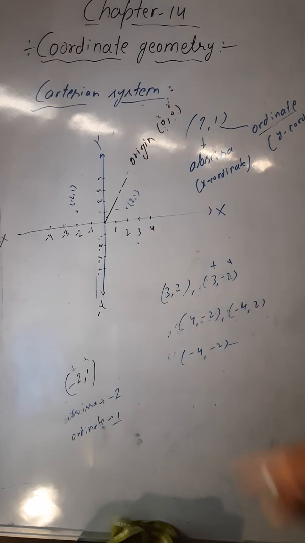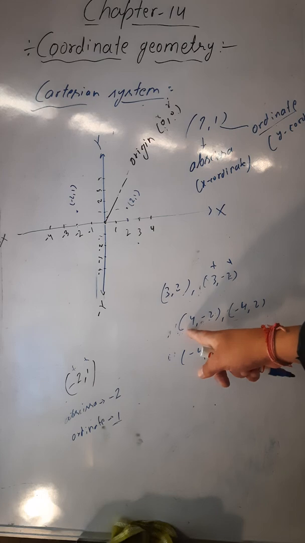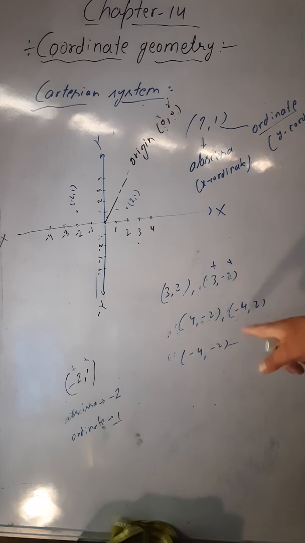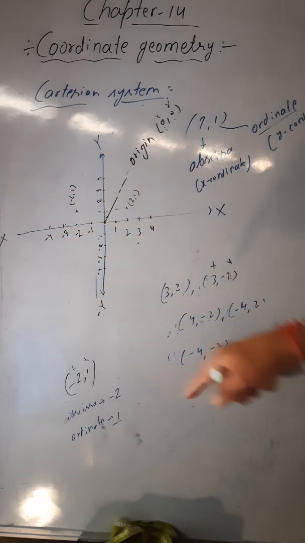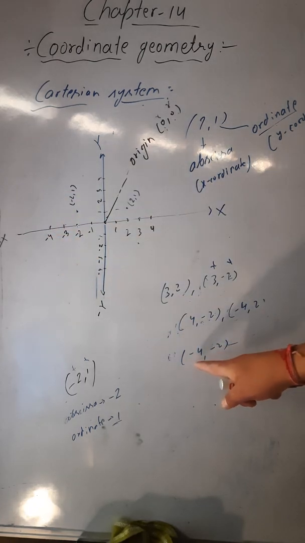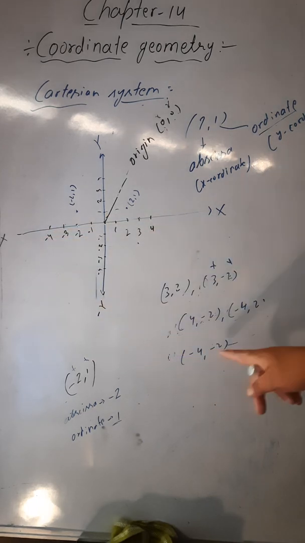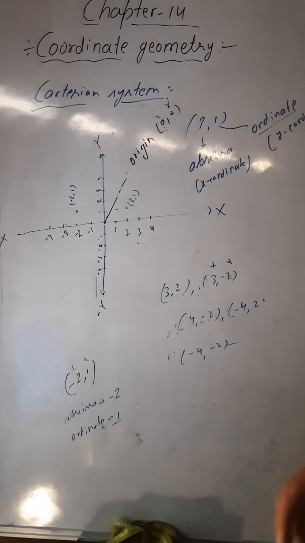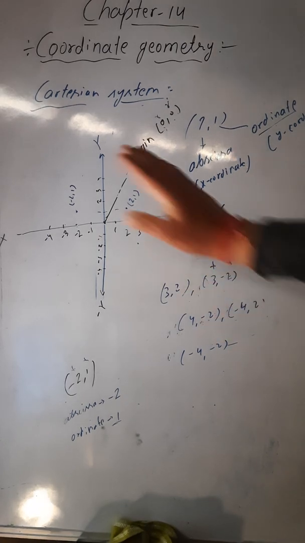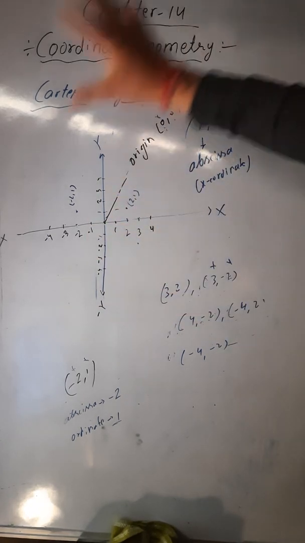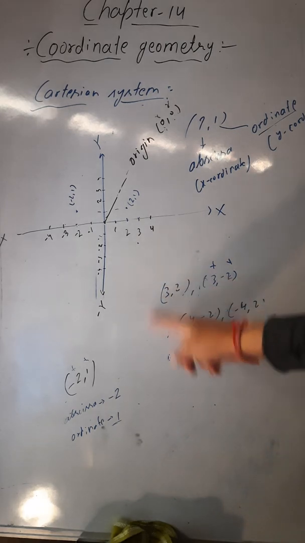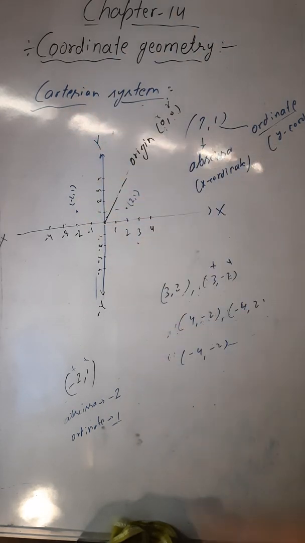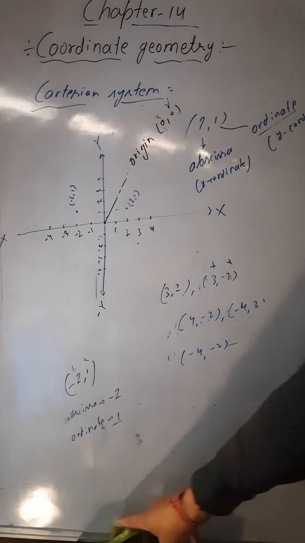Similarly 4, -2. Same here. Along the x-axis +4, along the y-axis -2. Here along the x-axis -4, and along the y-axis +2 upside. Here both are negative, means along the x-axis -4 and along the y-axis -2 downside. Are you getting this? So this is how we will locate this point in this Cartesian plane. I think you will just note it down, and then you have to locate here. Are you getting this? Getting now?